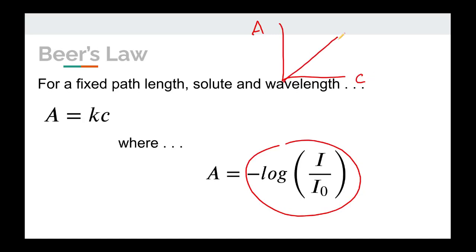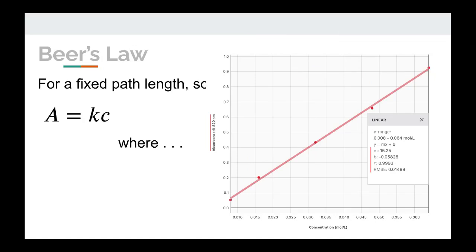Now, why does he take the negative of it? Because he just wanted a positive slope. That's what it comes down to. So he changed it from log of transmittance to the negative of log of transmittance. So there is a straight line relationship between this quantity called absorbance and the concentration. This is an example of what's called a Beer's law plot. It's that absorbance versus concentration graph.